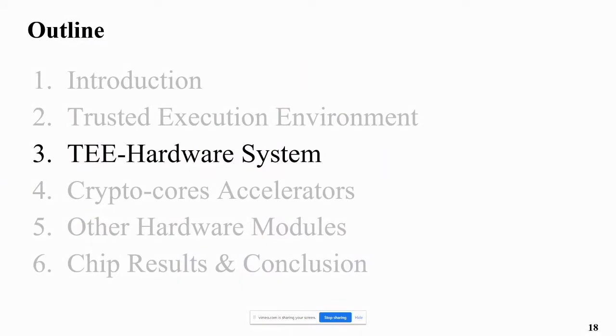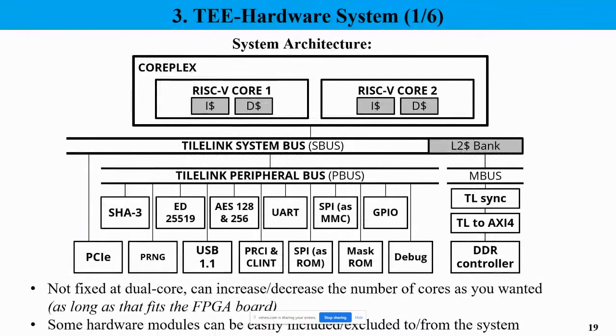Now we can talk about what is inside of the TA hardware system. First, we'll talk about the implemented system and chip architecture. We implemented a coreplex of several RISC-V processors supporting integer, multiplication, and floating point operations, which are necessary extensions for Linux to be compatible.